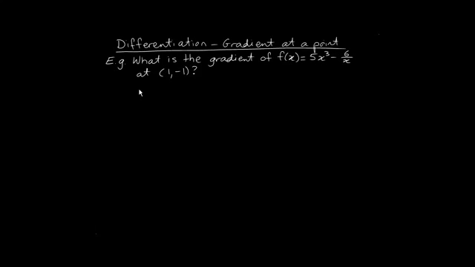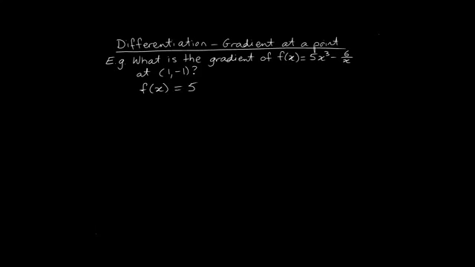In this session we're looking at differentiation, in particular finding gradient at a particular point. So here's an example. What is the gradient of this function f of x equals 5x cubed minus 6 over x at the point 1, negative 1? Well, to find out the gradient at a particular point, the first thing we're going to do is to find out the gradient at any point. In other words, find out the gradient function or find the derivative.